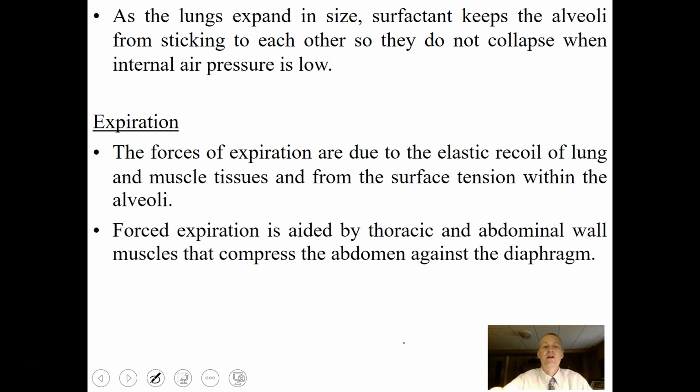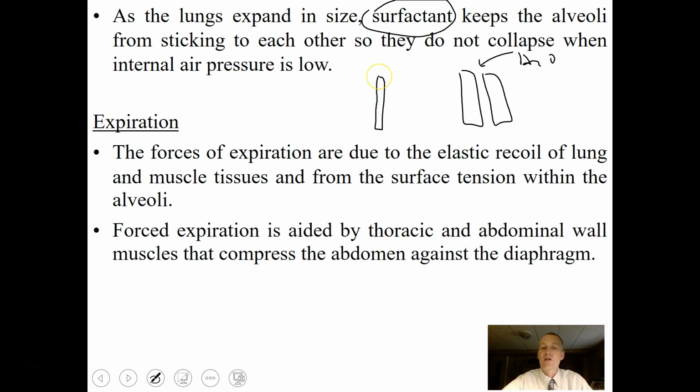So as the lungs expand in size, the reason they don't stick together is that there is a chemical called surfactant that is produced by the alveoli. Now, you've probably taken two pieces of glass and put them together before with water in between. You can't pull them apart. Well, the lungs are the same way. You have these membranes side by side, and there's water in between. But surfactant is an oily chemical that prevents them from sticking together. So our lungs don't collapse each time we inhale or exhale because of this surfactant.